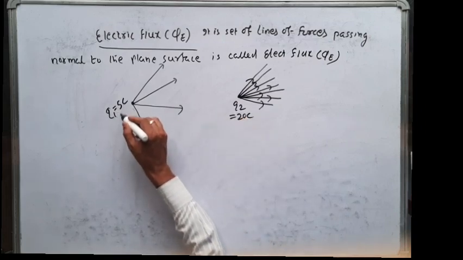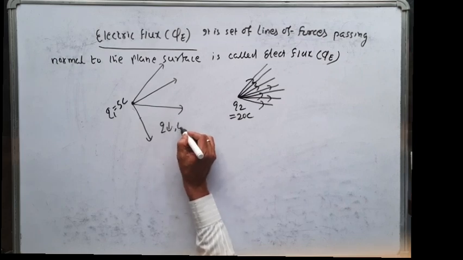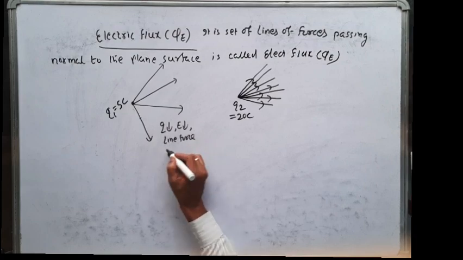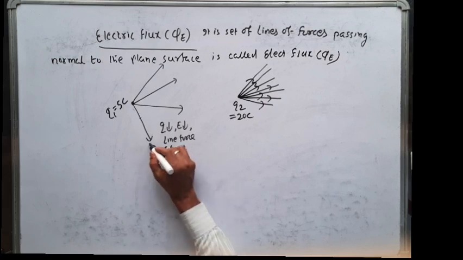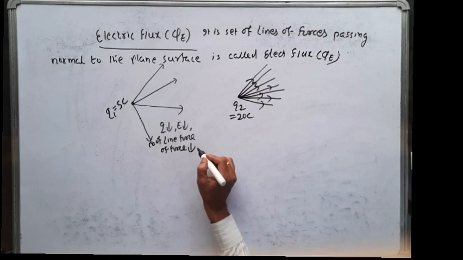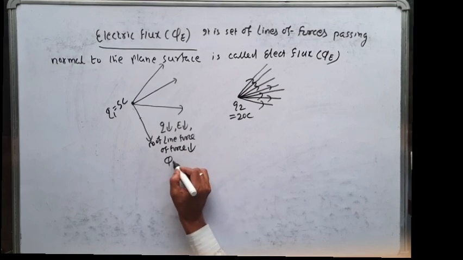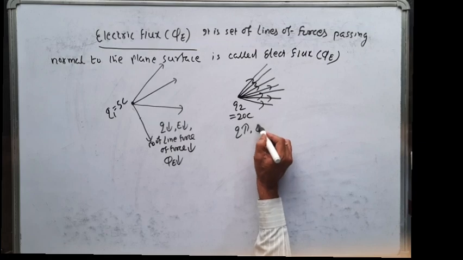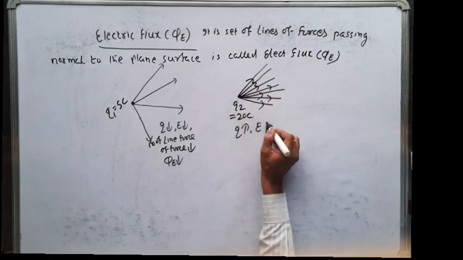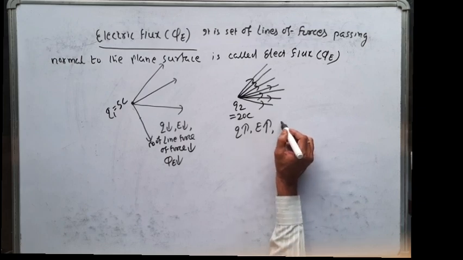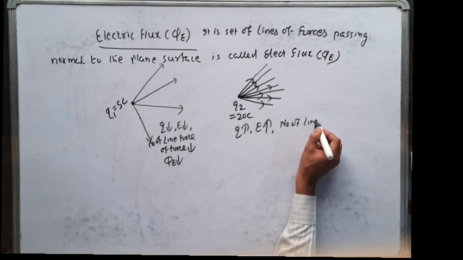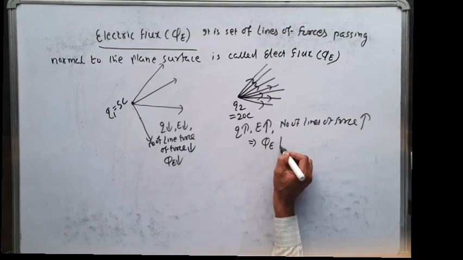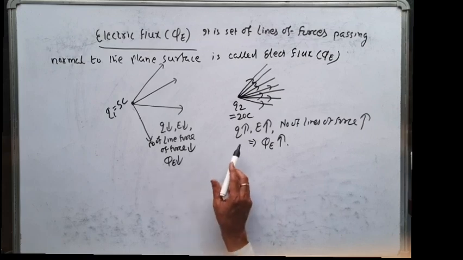If charge is less, electric field intensity is less. If electric field intensity is less, the number of lines of force is also less. If the number of lines of force is less, then electric flux is also less. Here the magnitude of charge is more, so electric field strength near the charge is also more. If electric field intensity is more, then the number of lines of force is also more. That implies flux is also more. So now, what is the conclusion?